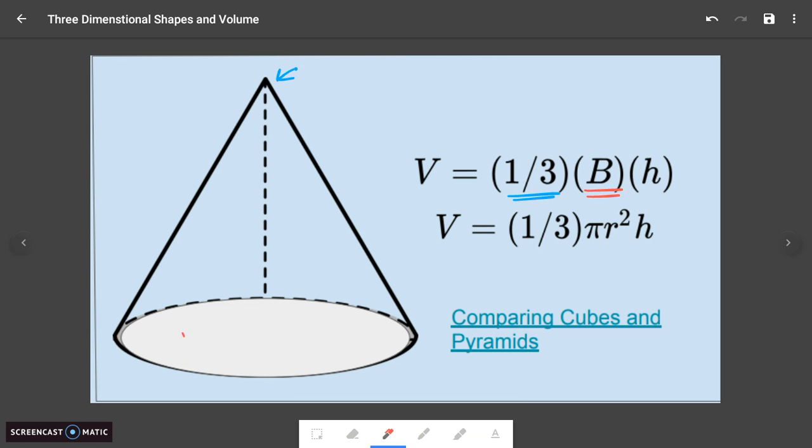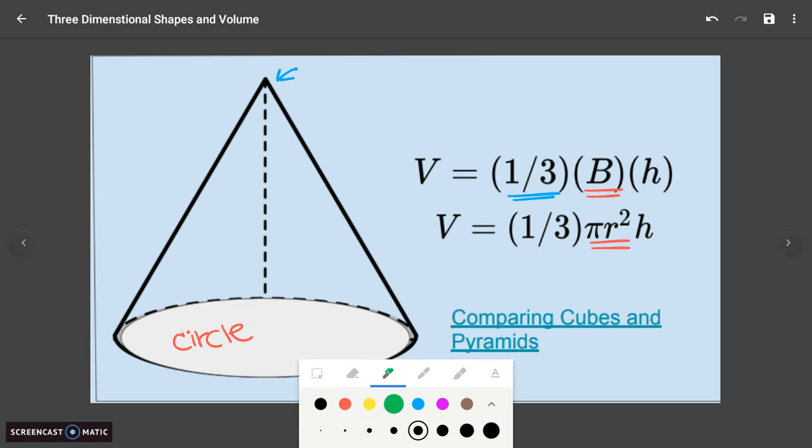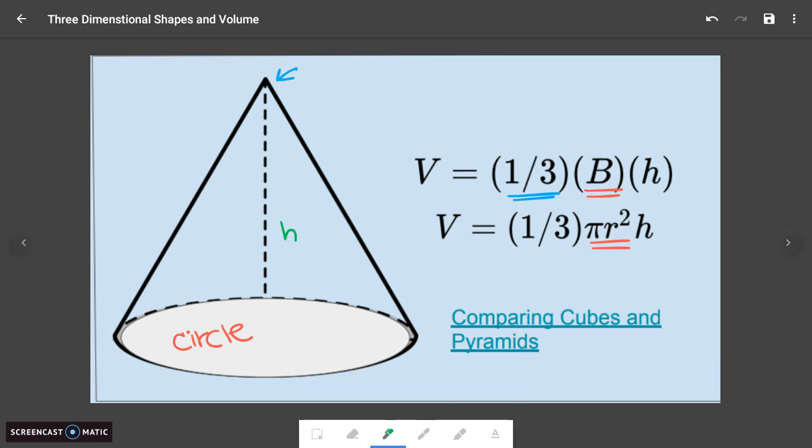And remember, we're dealing with a circle down here again. So if we're dealing with a circle, pi r squared. And h is going to be the height of how tall this shape is. And what's pretty cool is if you take a chance to compare the cubes and the pyramids, I think you'll like that, but do that on your own.